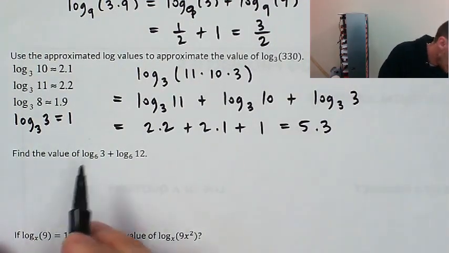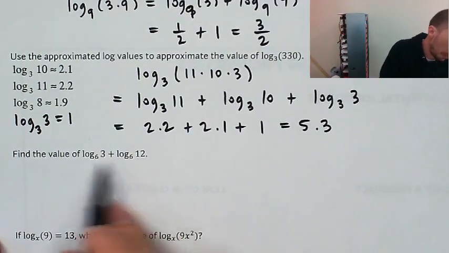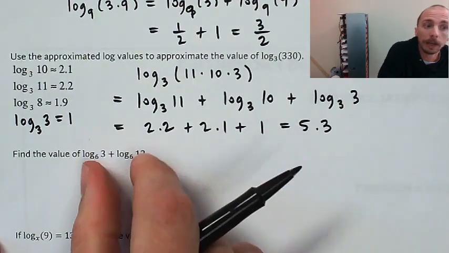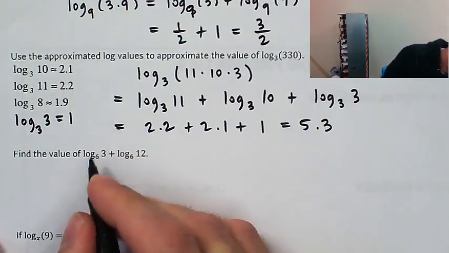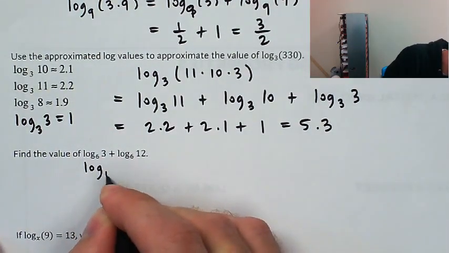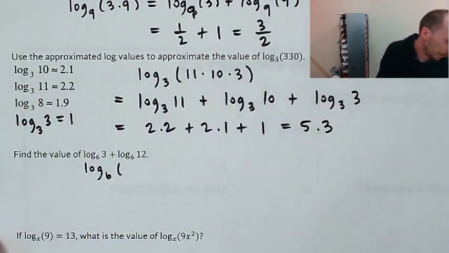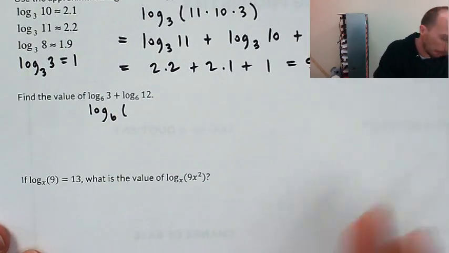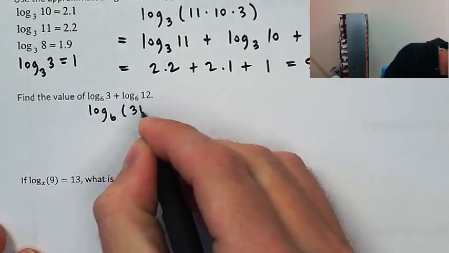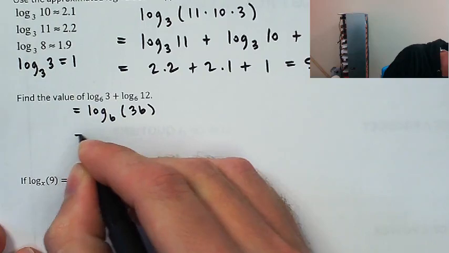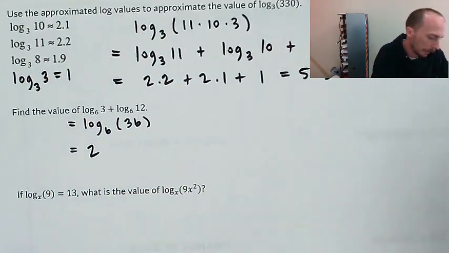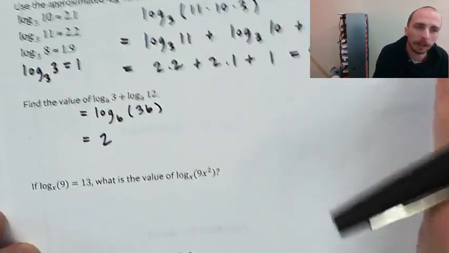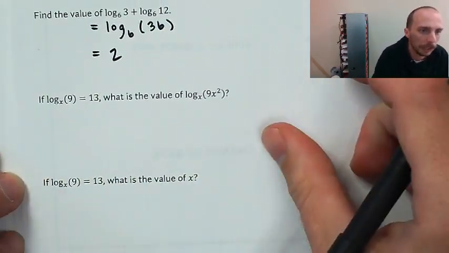Over here, actually finding the value of these. Both of these are bad numbers, like if you were to evaluate them with a calculator, but they combine to make a nice number. So what I'm going to do is combine them first, kind of like I did at the beginning. Combine them into a product. So 3 times 12 is 36. And what exponent do I put on 6 to get 36? I get the 2 exponent.